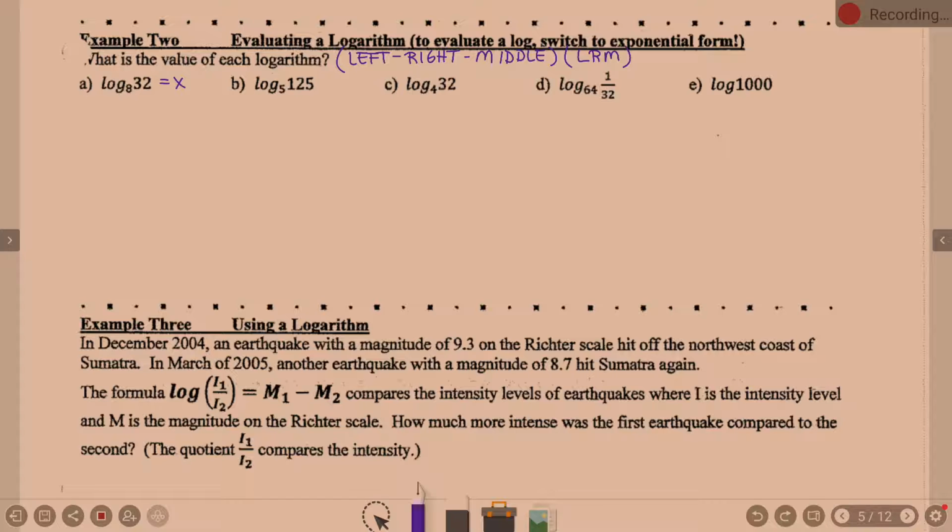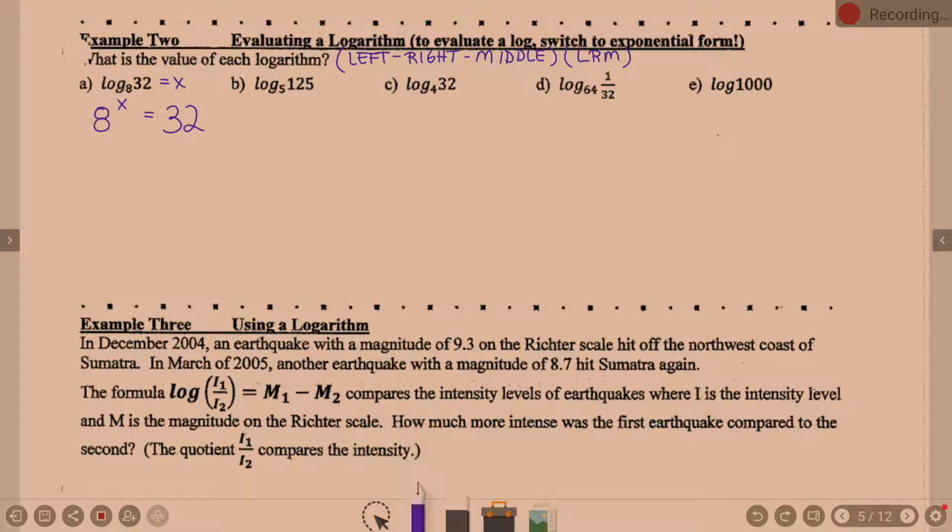Okay? So, log base 8 of 32 equals x. Rewrite that using left, right, middle. What's my left number? The base 8, raised to the right. What's the value on the right? X equals the middle. What's the number in the middle? 32. So now, 8 to the x equals 32 is the equation we have to solve. Helps a little bit.